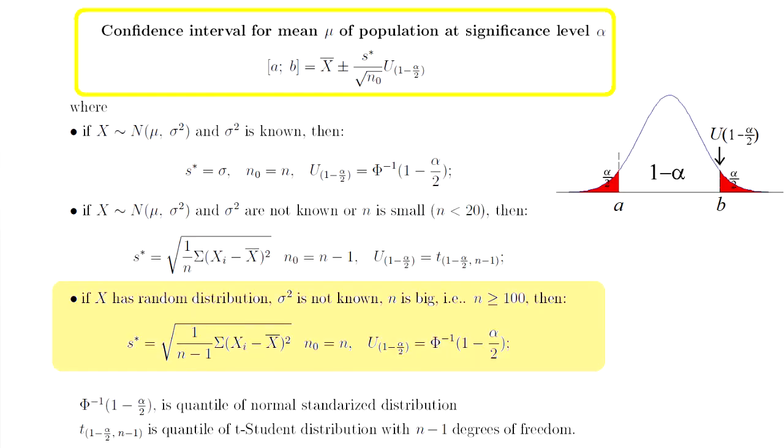Okay, third case. By the theorem of Lindeberg-Levy, for very big n, regardless of the distribution that we have, the distribution tends to standard normal anyway after some transformation. Therefore, we can approximate everything with standard normal. So in this case, again, we are using as the approximation of standard deviation the unbiased estimator, the formula is given here. N0 is just n, and u, the quantile, is just the quantile of the normal distribution.